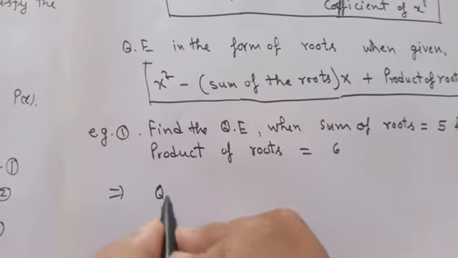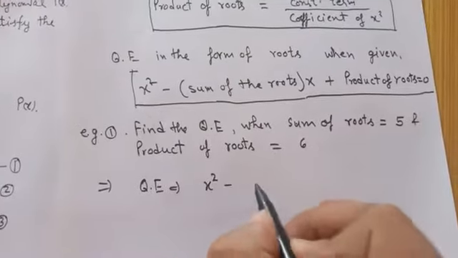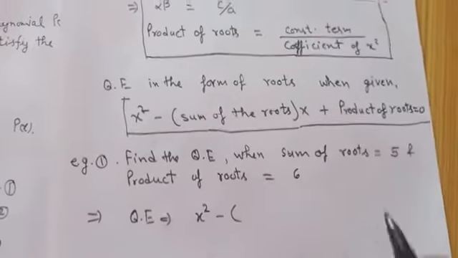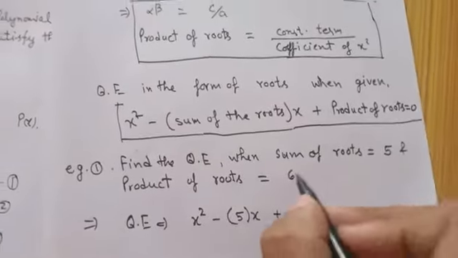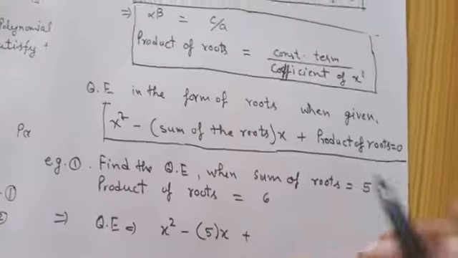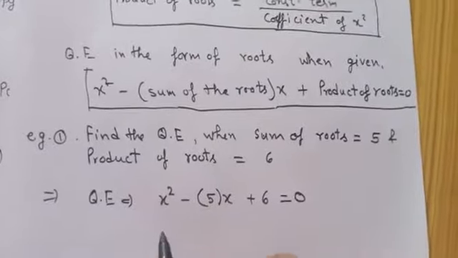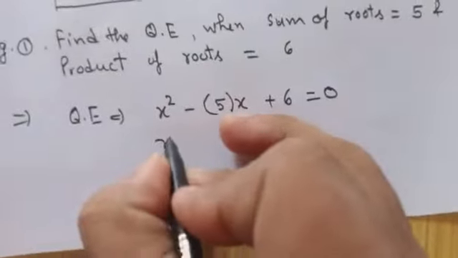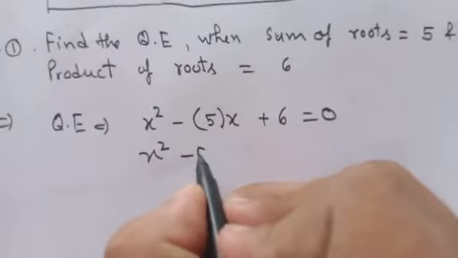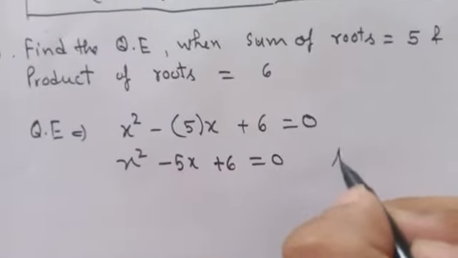So the quadratic equation we can simply write, with the help of this formula: x square minus, in the bracket we put the sum, that is simply 5x, plus we put 6 in the place of the product of the roots, that is 6, is equal to 0. This is our final result. We can write x square minus 5x plus 6 is equal to 0. That is the final result.